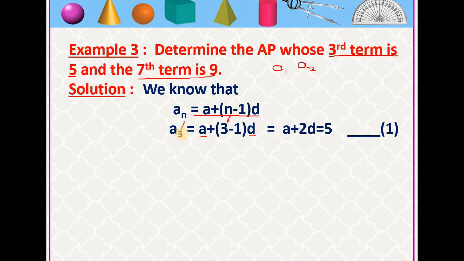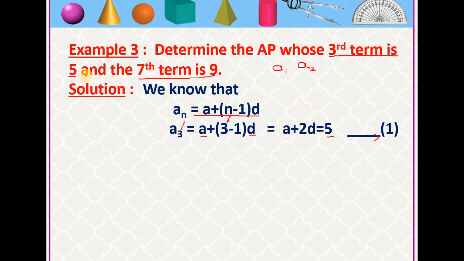Now the value of a3 is nothing but 5. The third term is nothing but 5. So let us write: third term is equal to 5. Simplify this one: a plus 3 minus 1 into d, where 3 minus 1 is equal to 2. So a plus 2d is equal to 5. Take this as equation 1.